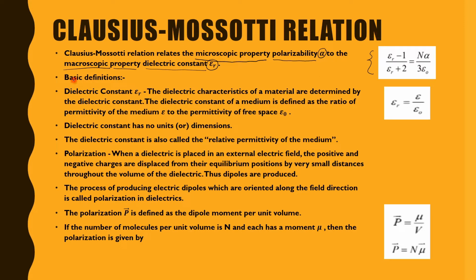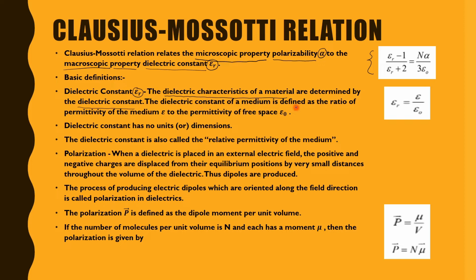Before that, we need to know some basic definitions, like the dielectric constant. The dielectric constant, epsilon r, is a very important property for the Clausius-Mossotti relation, as it is a macroscopic property. The dielectric characteristics of a material are determined by the dielectric constant. So whatever the characteristic of a dielectric is, it can be derived only from the dielectric constant.